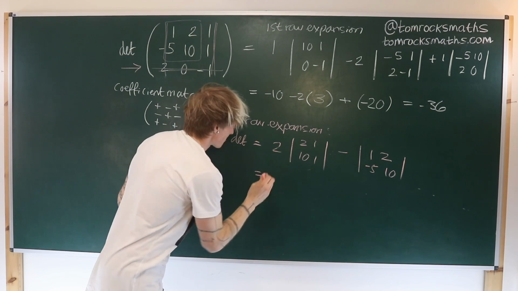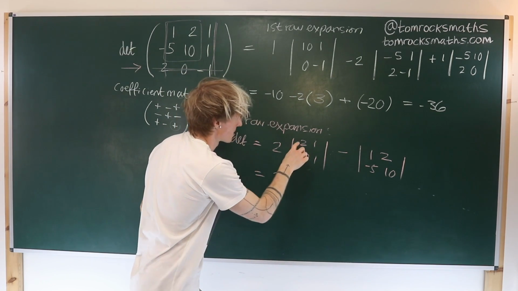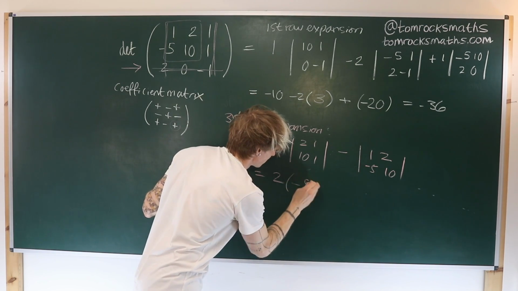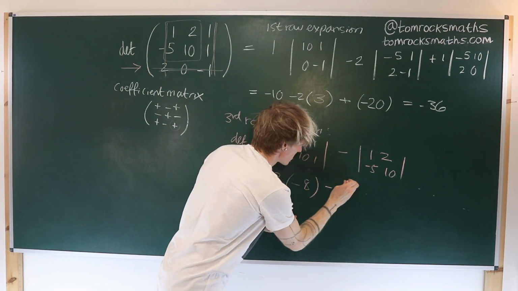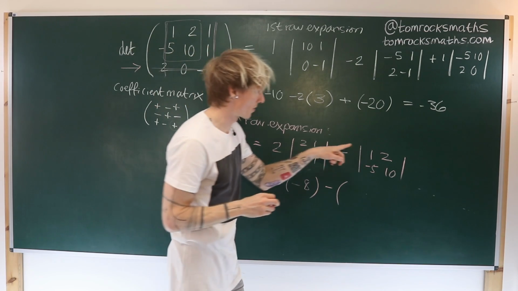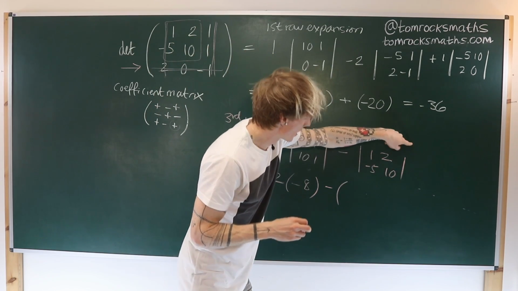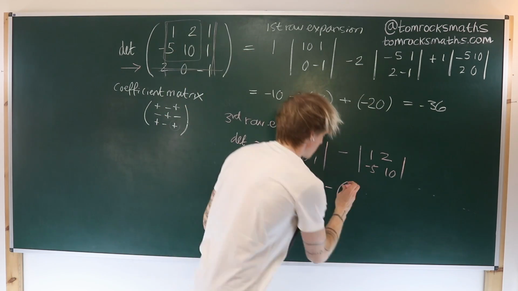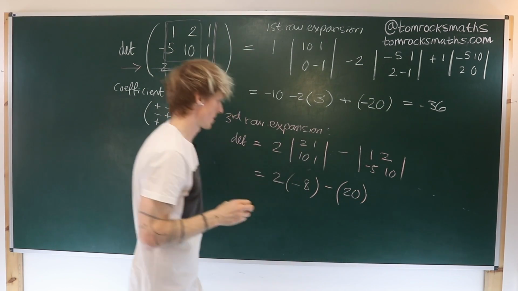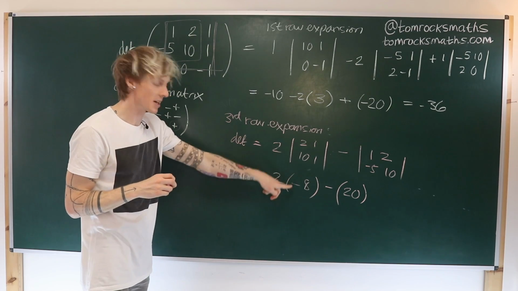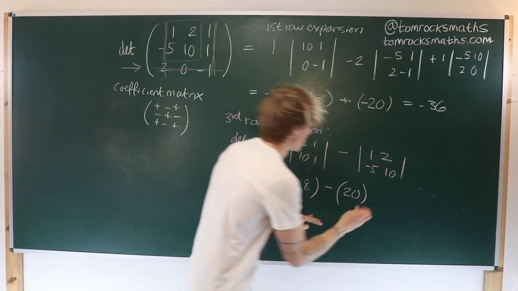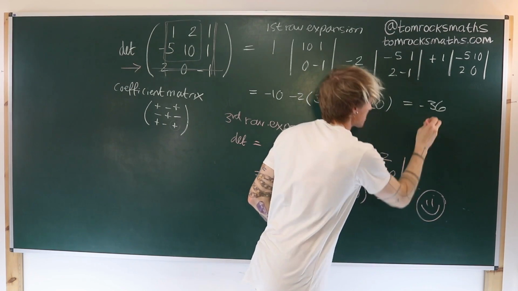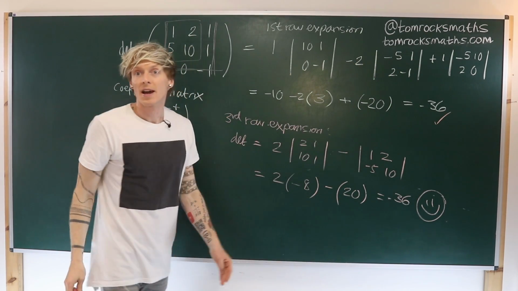So, doing these expansions, we have 2 times, the determinant is 2 minus 10, so that's minus 8. And then we've got minus, now for this determinant, we've got 10 minus 5 times 2. So that's 10 plus 10, so that's 20. So that minus 20. And if we expand that out, we're going to get 2 times minus 8 is minus 16, minus 20, so we get minus 36. And I'm going to put a smiley face because it's the same as what we got up there.